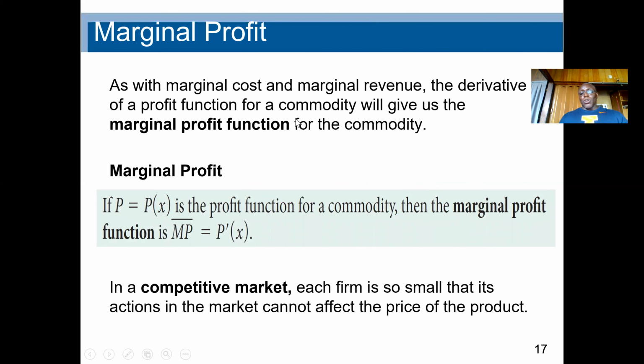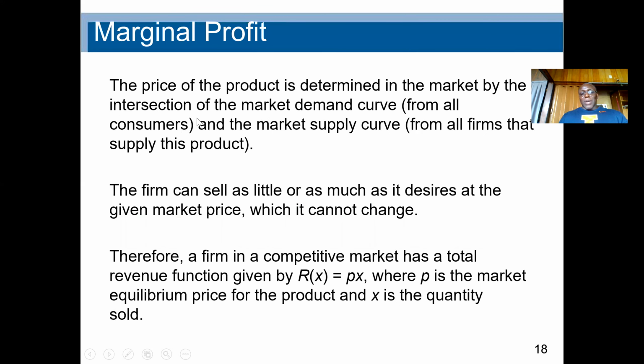So as with marginal cost and marginal revenue, the derivative of a profit function for a commodity will give us the marginal profit function for the commodity. So for marginal profit, let's assume P is the profit, P at X is the profit function for a commodity. Then the marginal profit, of course, will be the derivative of P, same as we did for revenue and cost. The price of a product is determined in the market by the intersection of the market demand curve and the supply curve. This is supply and demand.